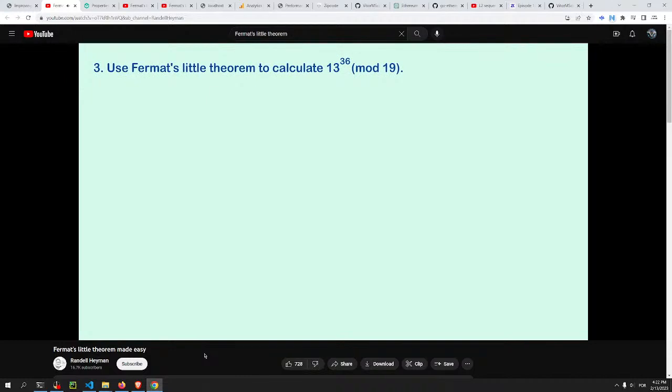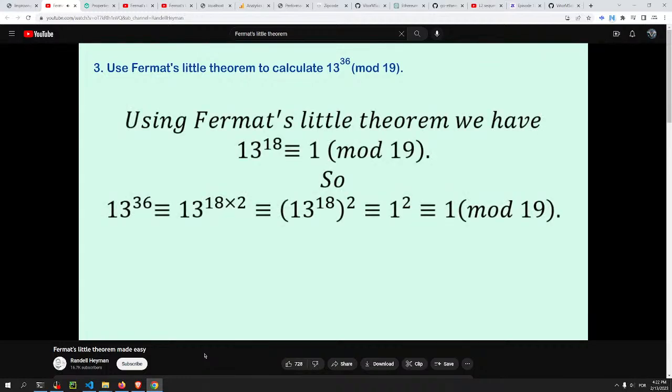Use Fermat's little theorem to calculate 13 to the 36, modulo 19. Now, you can work this out in a lot of ways that don't involve Fermat's little theorem. If you're interested in that, have a look at my video, modular exponentiation made easy, where I go through 3 different methods. But here we're told we have to use Fermat's little theorem. So because 19 is a prime, we know from Fermat's little theorem that 13 to the power of 18 is equivalent to 1 mod 19. So we somehow have to use that, and we can recognise that 18 is half of 36, which gives us a bit of a clue.